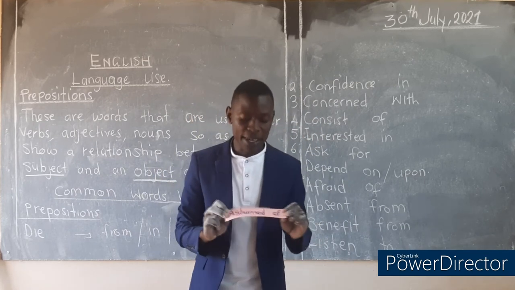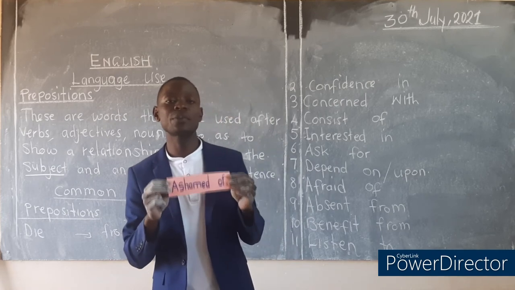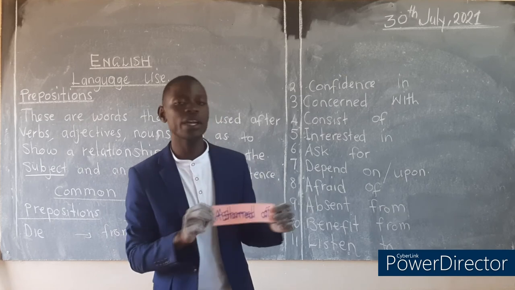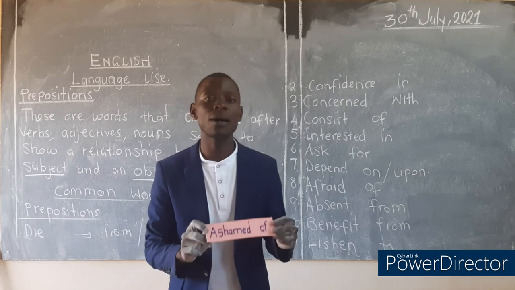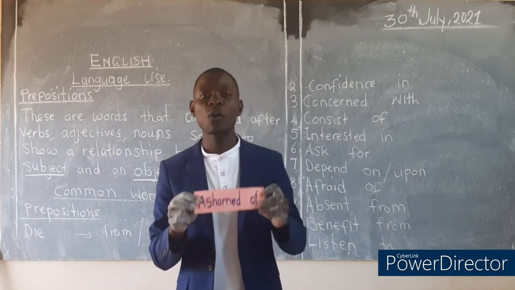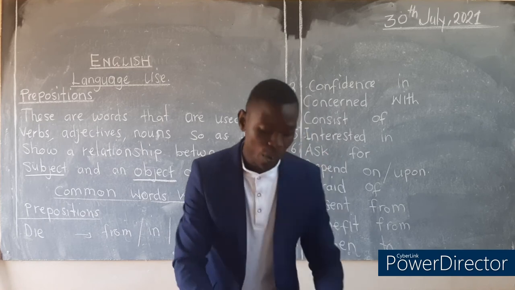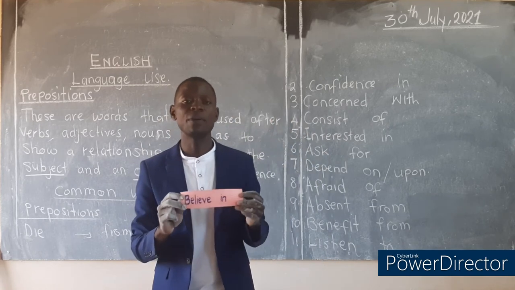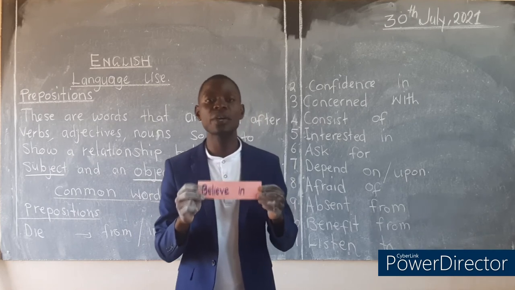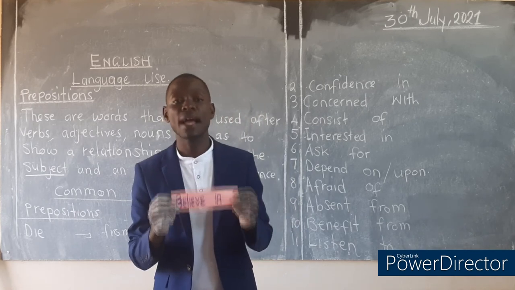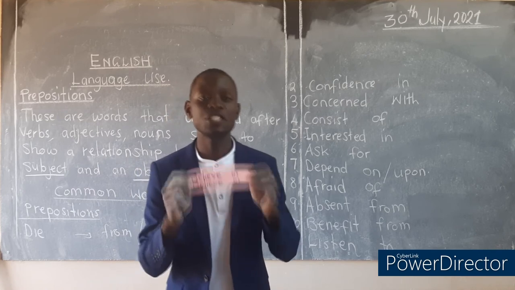The other word is ashamed. The word ashamed goes with the preposition of. I'm ashamed of you. I'm ashamed of myself. Why? They use the preposition of. We have another one, which is believe. If you use the word believe, the preposition that you can use is in. I have believed in Jesus.